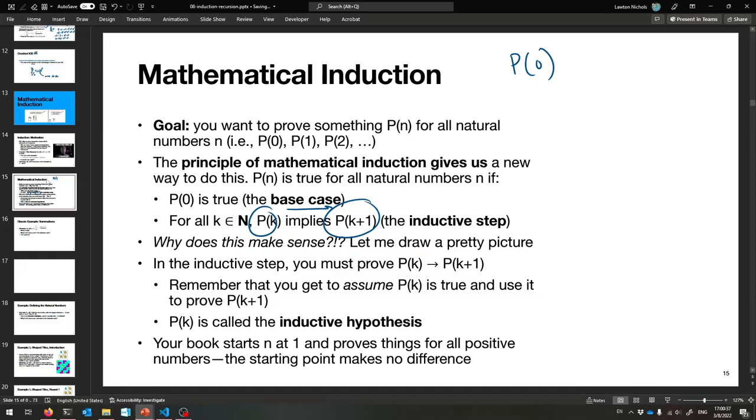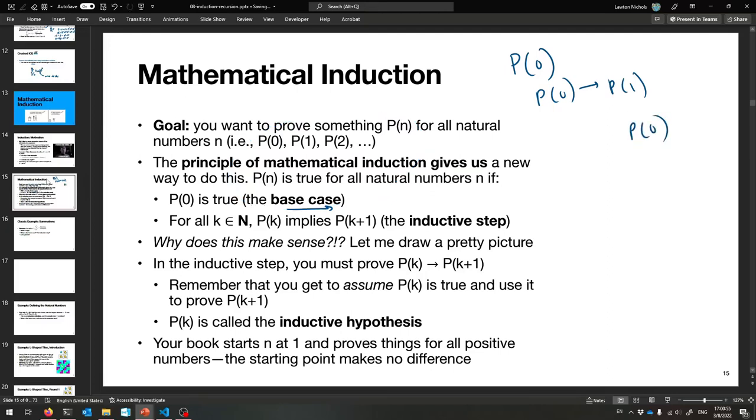I can get a proof for it. So, I have P of 0. I can use that and get P of 1. I can make k 0 and run this rule. Do you see that? And that leads to a chain reaction that will give you the proof for every possible natural number. It's very powerful.